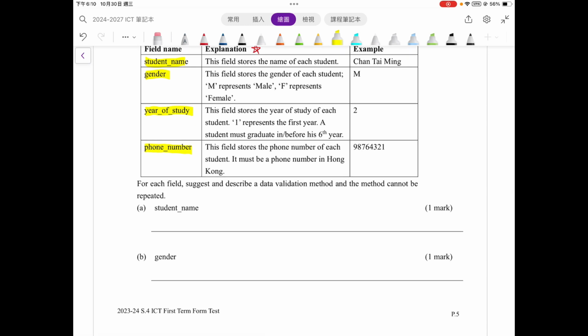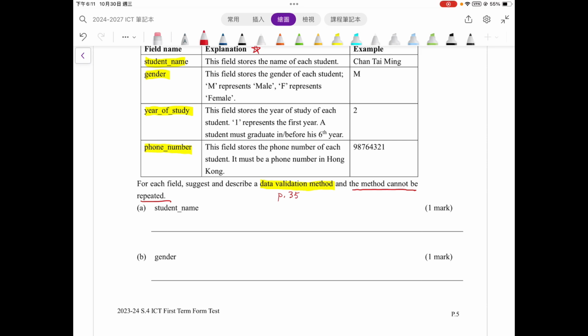For each field, suggest and describe a data validation method, and the method cannot be repeated. So the first thing we can think about is the data validation method. If you refer to the textbook, that should be on page 35. You have a very good table listing what kind of data validation methods there are. And for the next clause here, it is called the method cannot be repeated. So what does that mean?